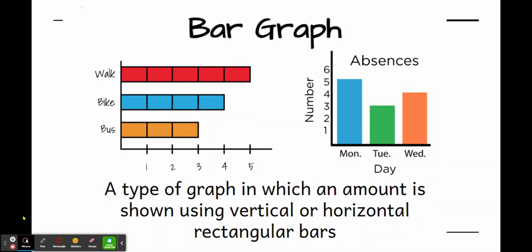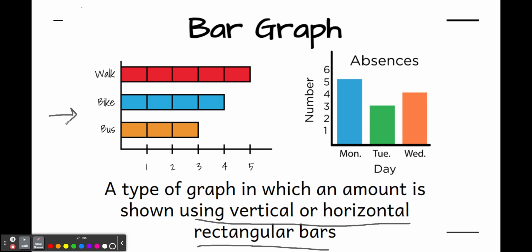All right, let's take a look at what a bar graph is. A bar graph is a type of graph in which an amount is shown using vertical or horizontal rectangular bars. So here are some examples of bar graphs. These are both different ways to represent data.